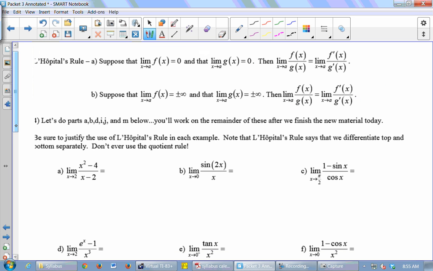Okay, so here it is, just written out formally. It says if you want to take the limit of a fraction, like the limit as x goes to a of f over g, but the numerator and denominator both go to 0, then that is the same thing as the limit as x goes to a of f prime over g prime. And the same thing, if the top and bottom both go to infinity, you can do the derivative of the top and the bottom also. Yep, you can do it more than once.